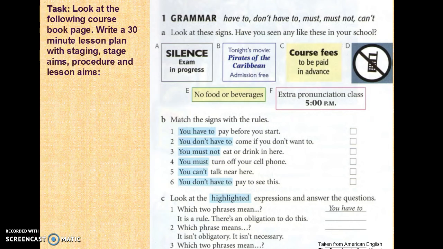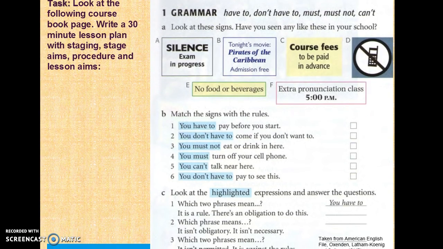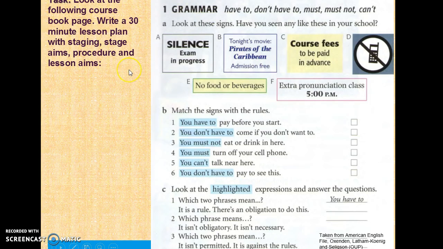So here's a task that you can do for homework. This is taken from American English File, so thank you to the authors of that book. Try to plan a lesson using staging, stage aims, procedure, and lesson aims based on these three activities. I'll give you a clue. This would be a language lesson rather than a skills lesson. Obviously we don't have time to go through the correct lesson plan on this activity, so you'll have to tell me next time I see you.